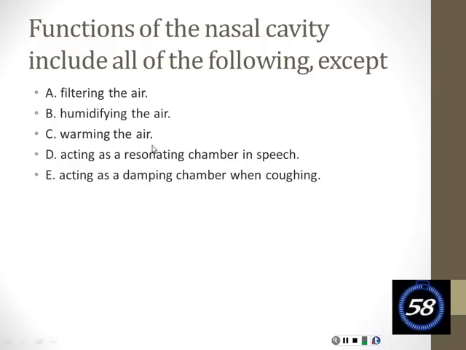Okay, good. We can get to some questions. All right. Functions of the nasal cavity include all of the following except what?